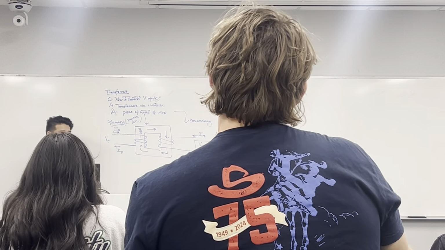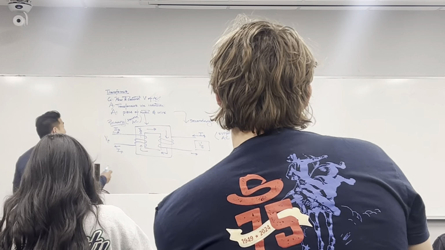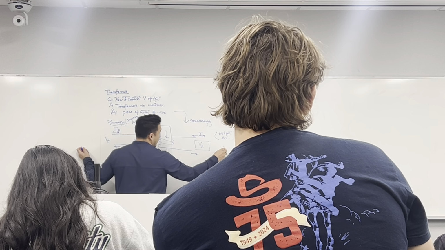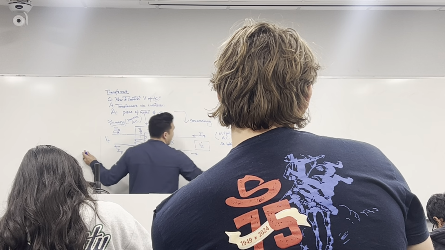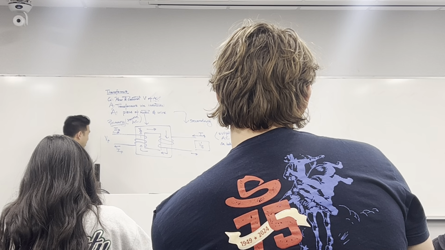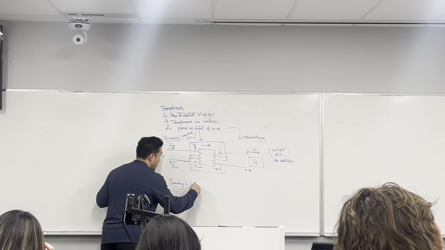But exactly how does this work, mathematically speaking? Here this is output AC via induction. Output alternating current via induction. And the answer is going to be through Faraday's law. The exact relationship between Vs and Vp. Faraday's law we discussed was the electromotive force is equal to negative N, change in magnetic flux, divided by change in time.